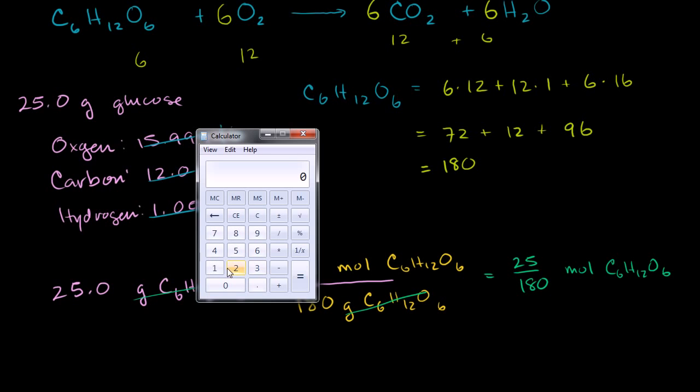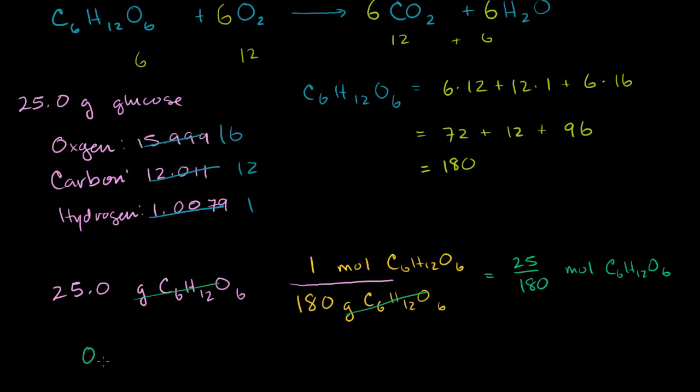And I don't want to be too particular about significant digits. Sometimes I'm a little bit loosey-goosey about it. And I was already loosey-goosey with the atomic weights, but we'll try to be someplace in the ballpark. So 25 divided by 180 is equal to, let's say, 0.139. So we have 0.139 moles of, I'm just going to write moles of glucose.